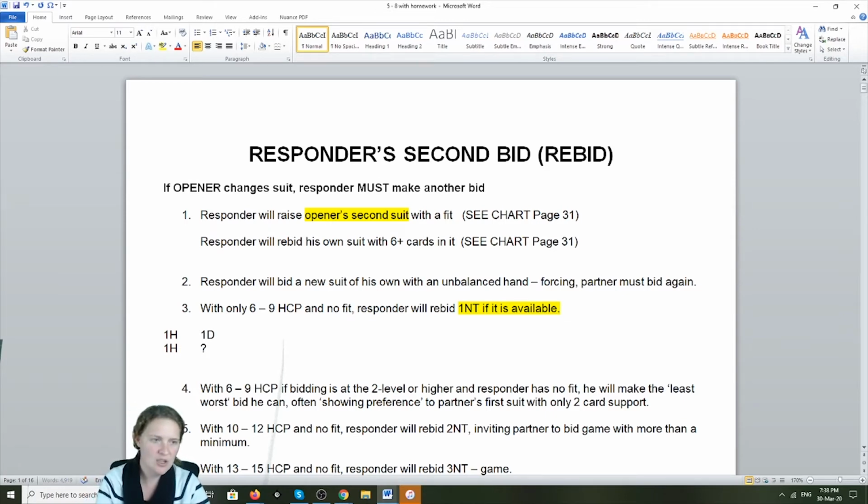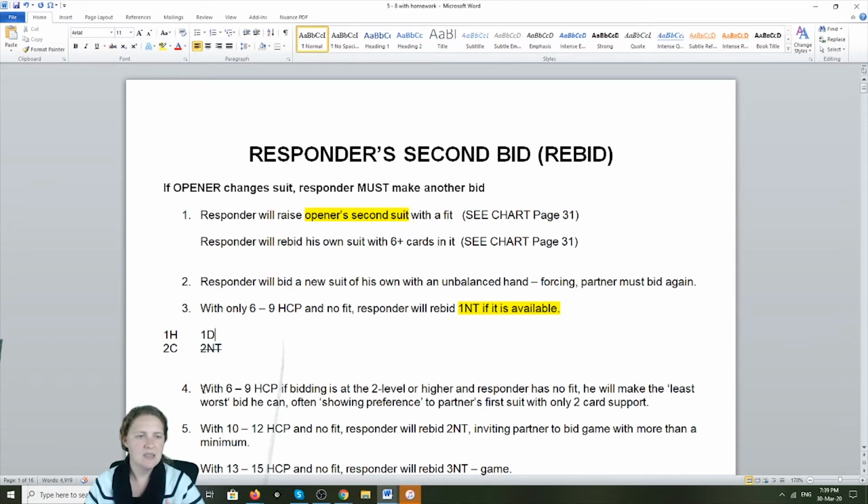However, if we change these around, and our opener started with 1 heart, but their next bid was 2 clubs, 1 no trump is not available. Now, what you don't do in this position, you do not substitute in 2 no trumps. This does not happen. It's 1 no trump, but only if it's available. You do not bid 2 no trumps if you've got 6 to 9 points.